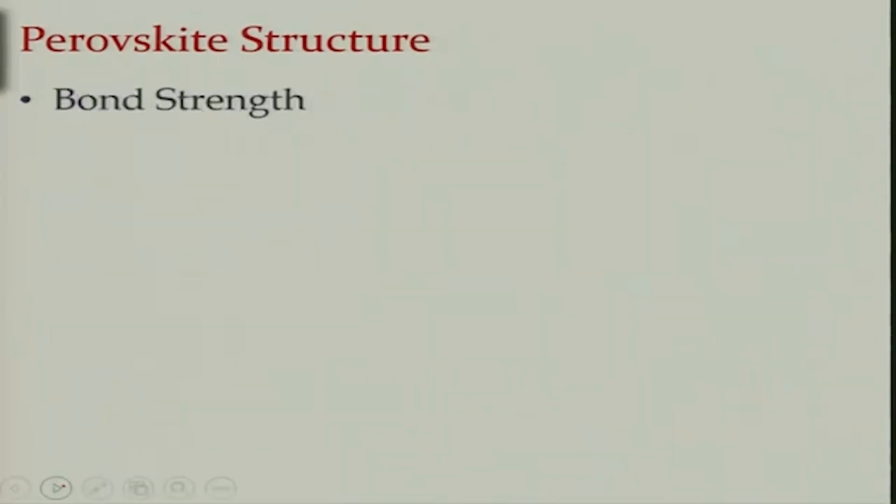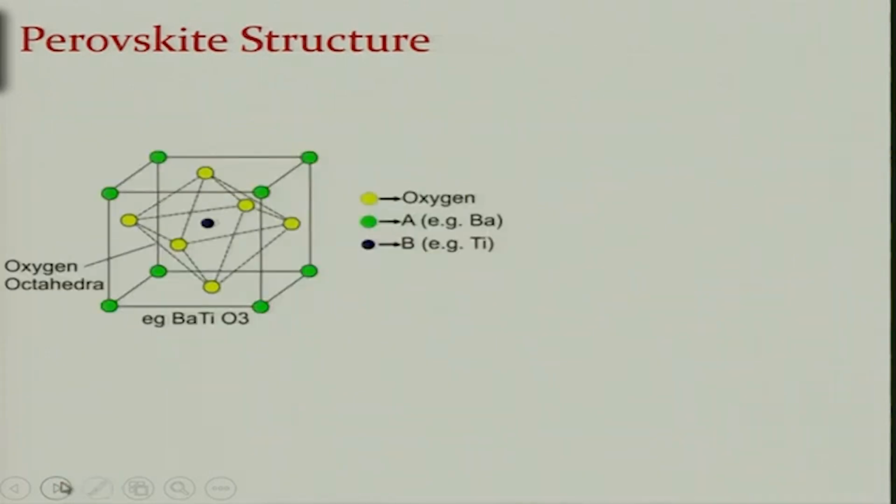So, the way the structure looks is something like this. You can always apply the bond strength to satisfy the chemical stoichiometry and charge neutrality. The yellow ones are oxygen atoms, and all the oxygen atoms occupy the face centers. The ideal structure is cubic, but really speaking most of them are not cubic, especially in the ferroelectric state. So, these oxygen atoms occupy the face centers.